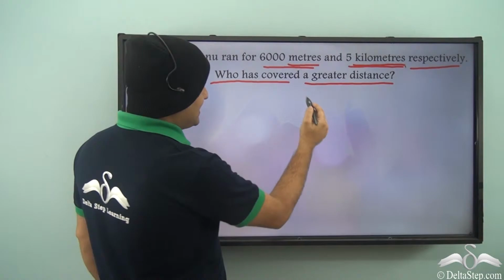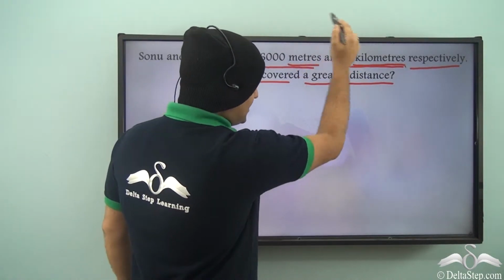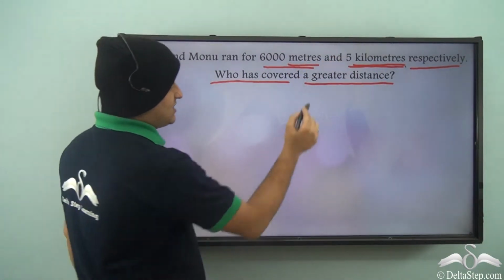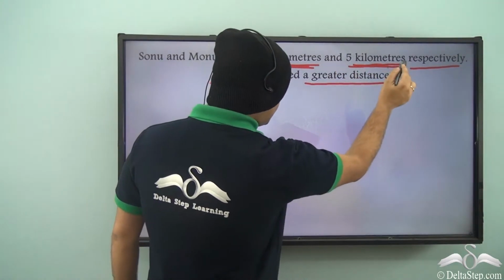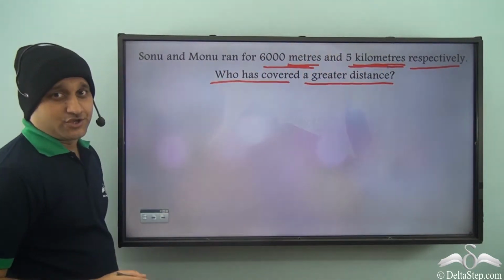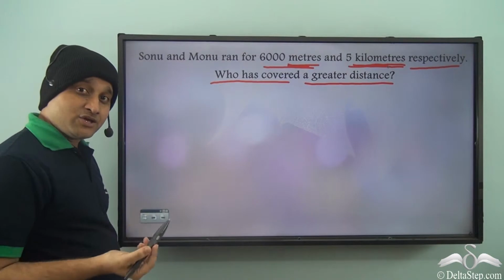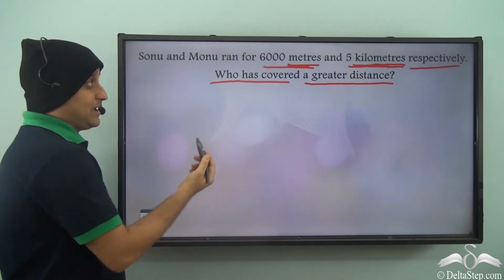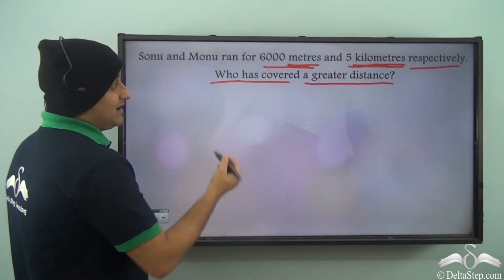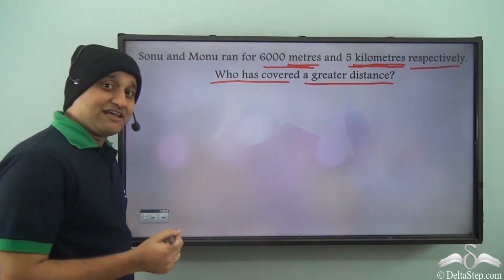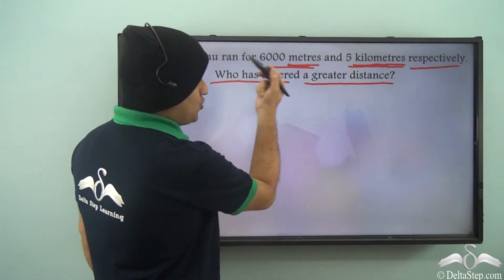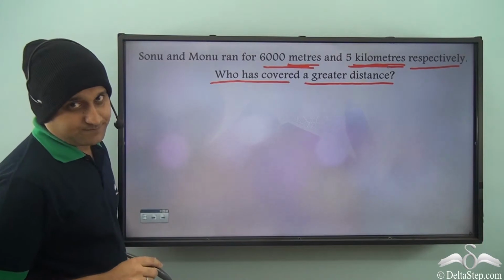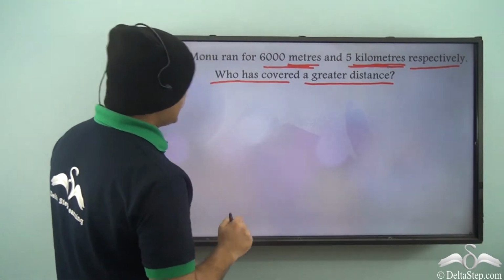So we need to convert any one of them into the other. That is, either we convert meters to kilometers or kilometers to meters. Only then we'll have a common unit and we'll be simply able to compare between both of them, and we can decide who ran or who covered a greater distance. So let's start the calculation.